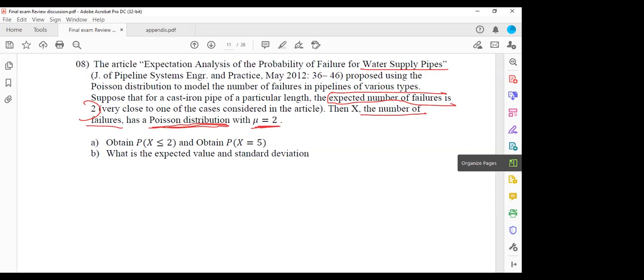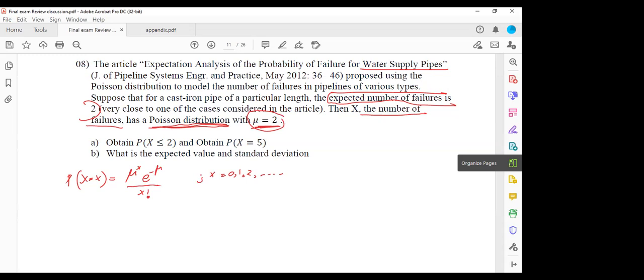So do you remember the Poisson distribution? I'll write it for you. Probability of X equals x. Still we are discussing discrete distributions. It is mu to the power x times e to the power negative mu divided by x factorial, where x equals 0, 1, 2, whatever. There is no limit for this. Mu means the mean parameter.